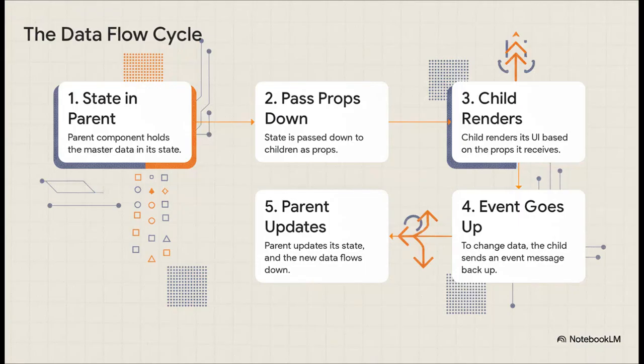This creates a really predictable cycle. Check it out. A parent component holds the important data in its state. It then passes that data down to a child as props. The child then renders itself based on those props. But what if the child needs to change the data? Well, it can't do it directly. Instead, it sends a message, an event, back up to the parent. The parent hears that message, updates its own state, and the whole cycle starts over, with new, fresh data flowing back down. This one-way street makes debugging your app so much easier.